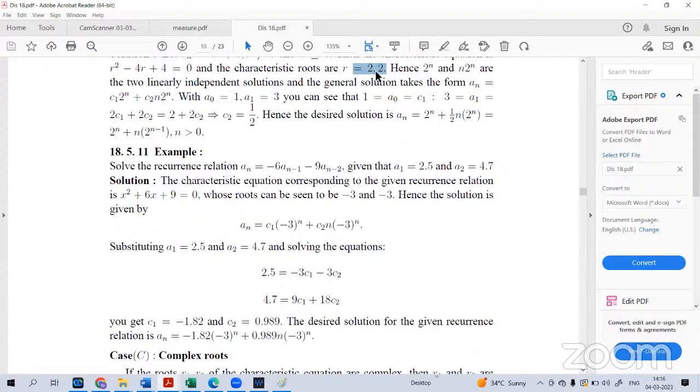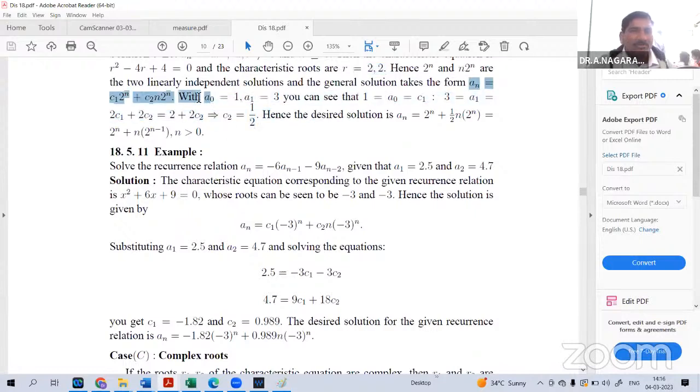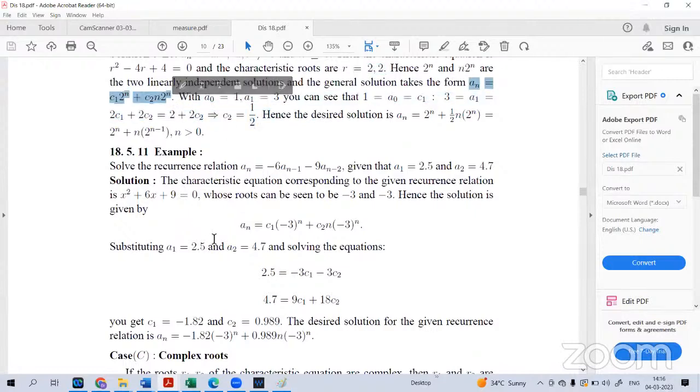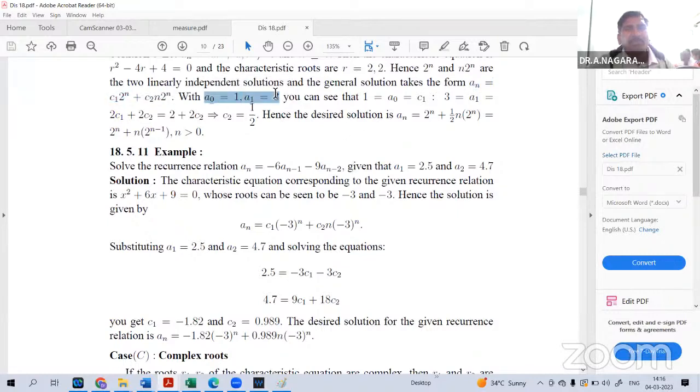So here we can write the solution as a_n equal to C1 times 2 to the power n plus C2 times n times 2 to the power n. Now the initial conditions he gave are a_0 equal to 1 and a_1 equal to 3. Solving that, I am getting C1 and C2. Is it clear?